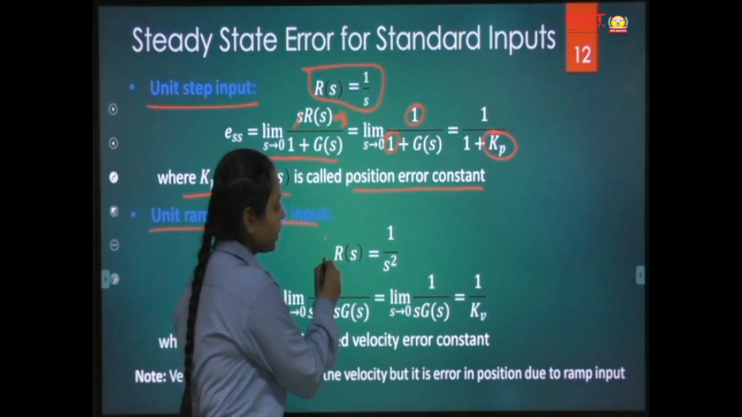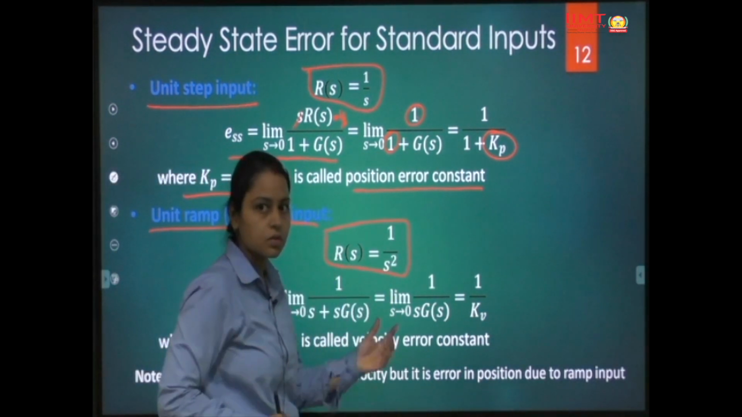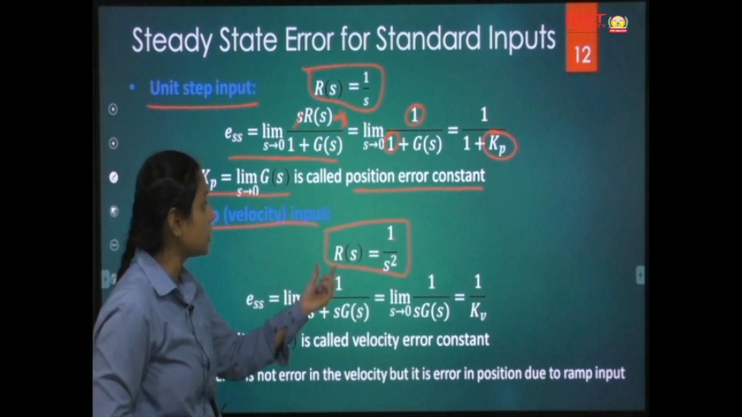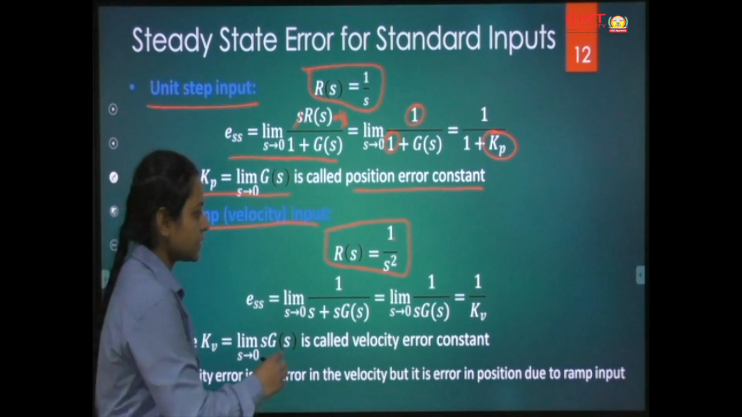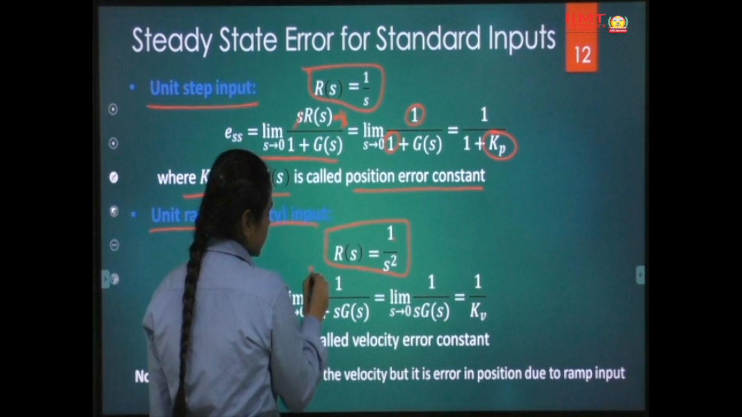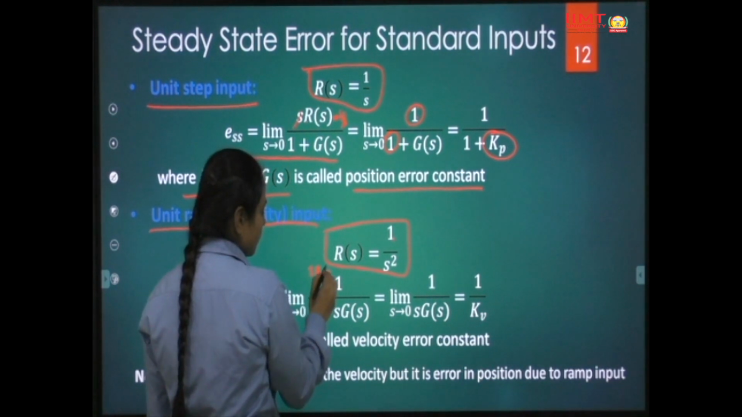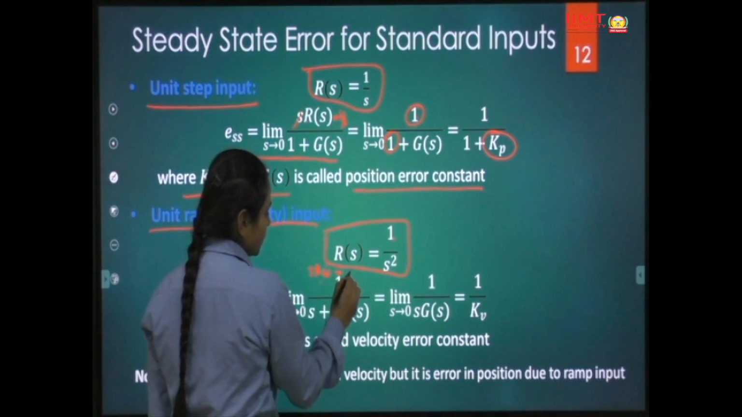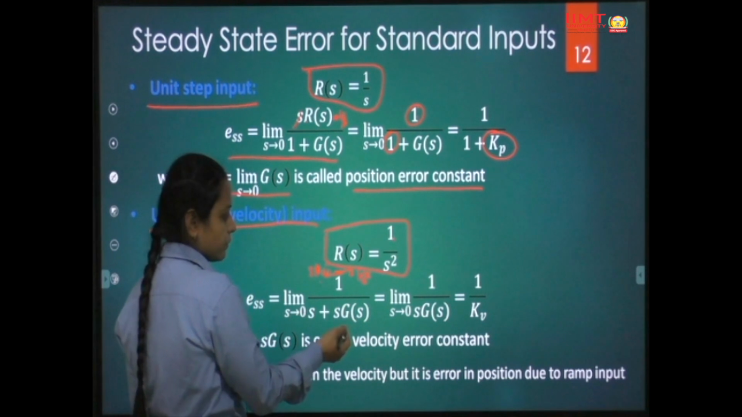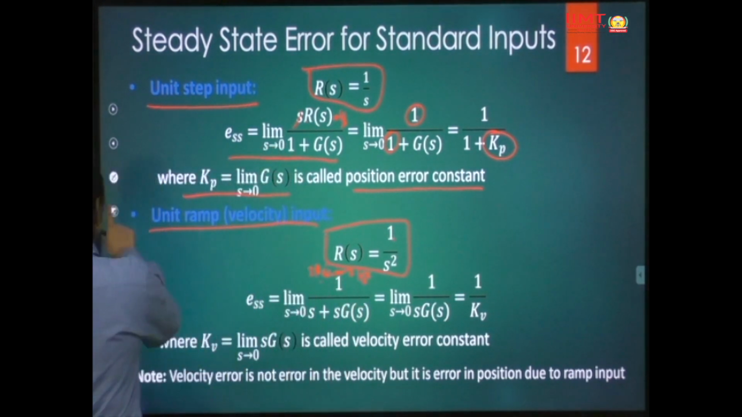So for ramp input, R(s) is equal to 1 by s square. If we put this value in the equation, ess is equal to limit s tends to 0 s R(s) upon 1 plus G(s), we keep the value 1 by s square. So if R(s) is 1 by s square, it is s by s square, s would get cancelled by s, so we will have only a single s.